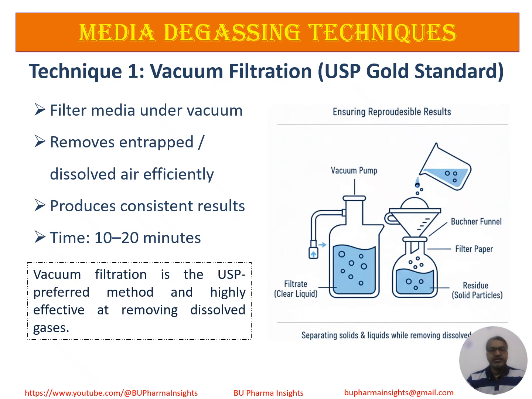Vacuum filtration is the USP preferred degassing method and is highly effective at removing dissolved and entrapped air. For best results, use an appropriate filter pore size, avoid excessive vacuum which can cause cavitation, and filter the medium while warm, around 41 to 45 degrees centigrade, to improve gas removal. This method efficiently removes dissolved gases, produces consistent, reproducible results, and typically takes 10 to 20 minutes. That's why USP recommends vacuum filtration as a reliable degassing approach.